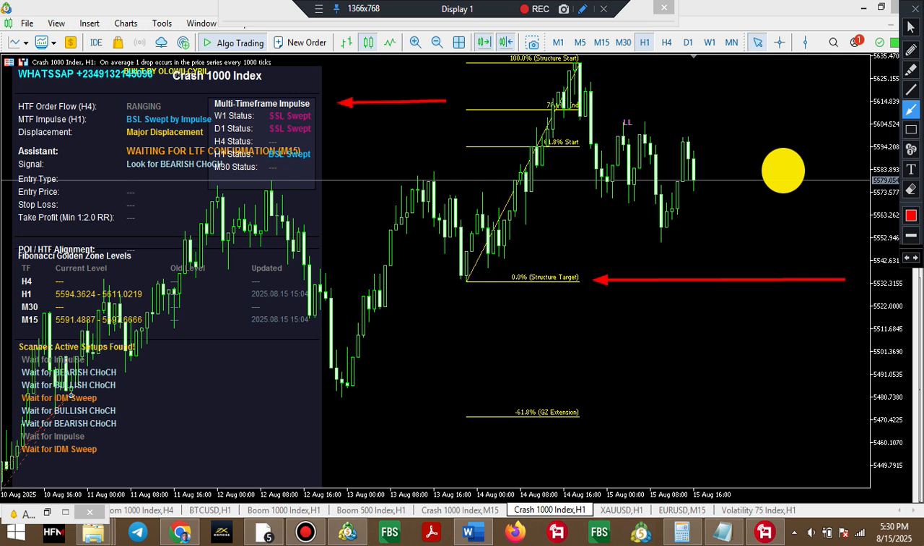So that aside, let's now proceed to the second phase of the dashboard. In the second phase, we have a POI/HTF alignment. This will only trigger when there is an entry, right? Let's say the system triggers an entry, then it's going to tell you if that entry is in the POI section or not. Are you getting it now?